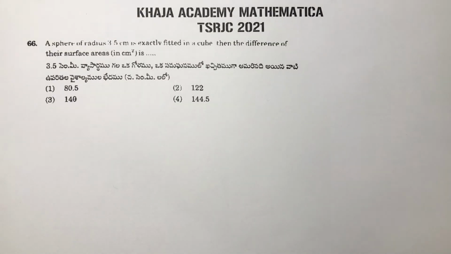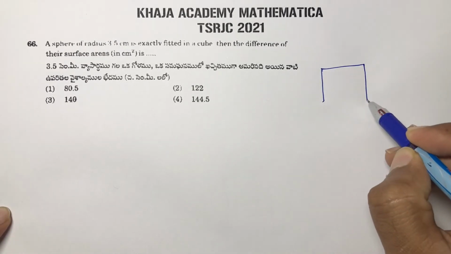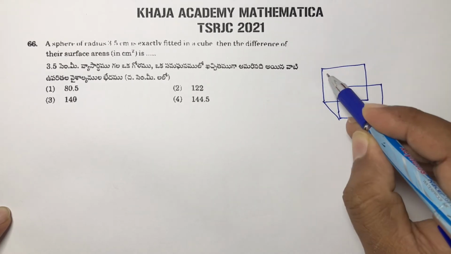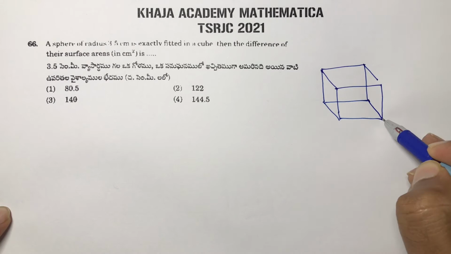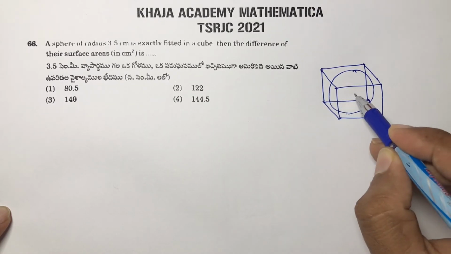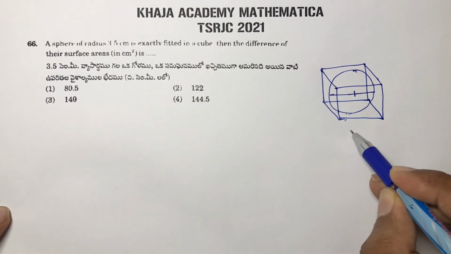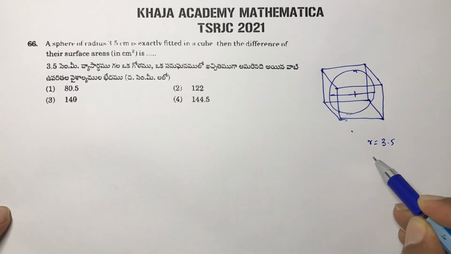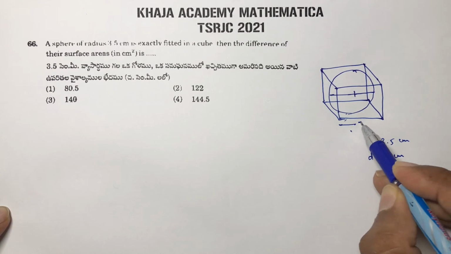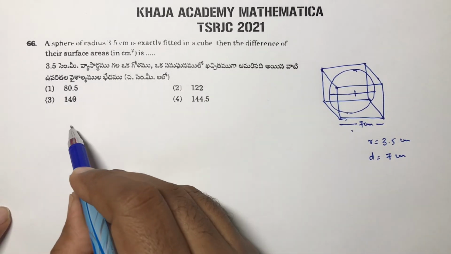A sphere of radius 3.5 centimeters is exactly fitted in a cube. So if we take a cube, inside the cube a sphere has been fitted. What they want to tell is the diameter will be equal to the edge. So radius is 3.5, diameter will be 7 centimeters, so the edge will be 7 centimeters. Now find the difference of the surface areas.